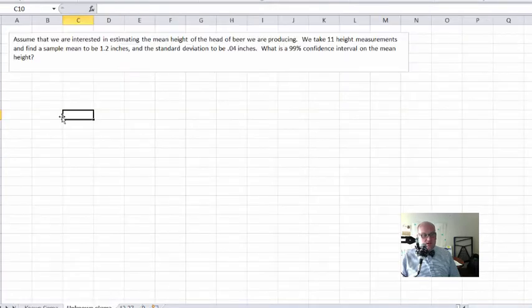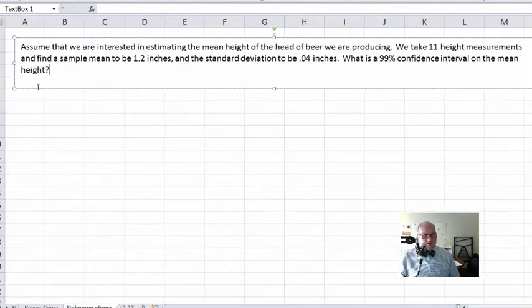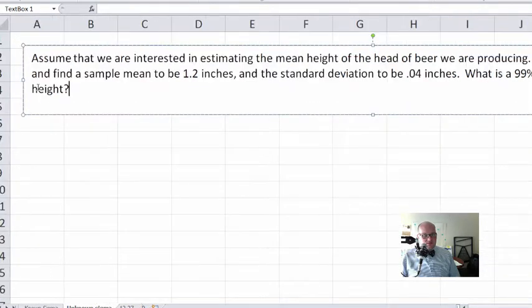All right, let's do another one. Here's an unknown sigma problem. So this one was in our notes again. We'll do it one more time. So assume we're interested in estimating the mean height of the head of beer we're producing. We take 11 height measurements and find a sample mean to be 1.2. So let's actually, we have n equals 11.